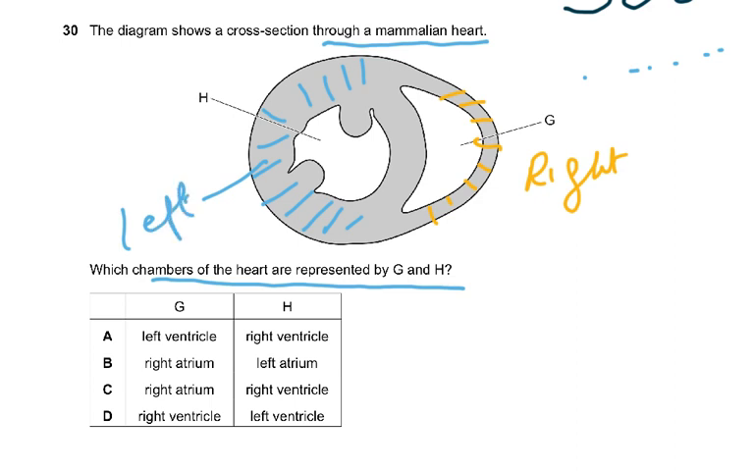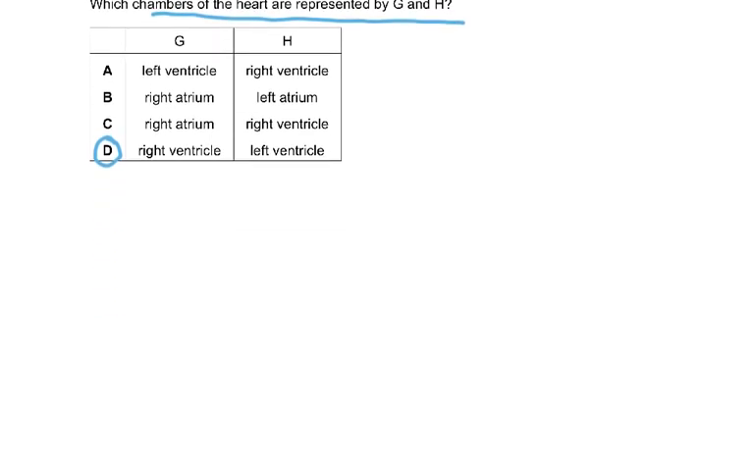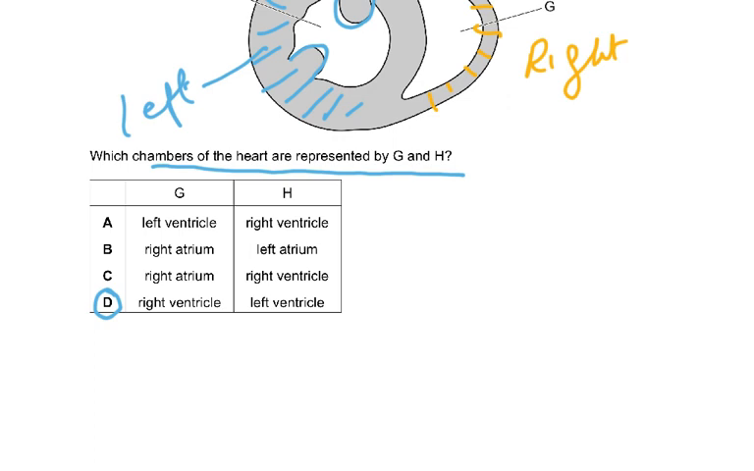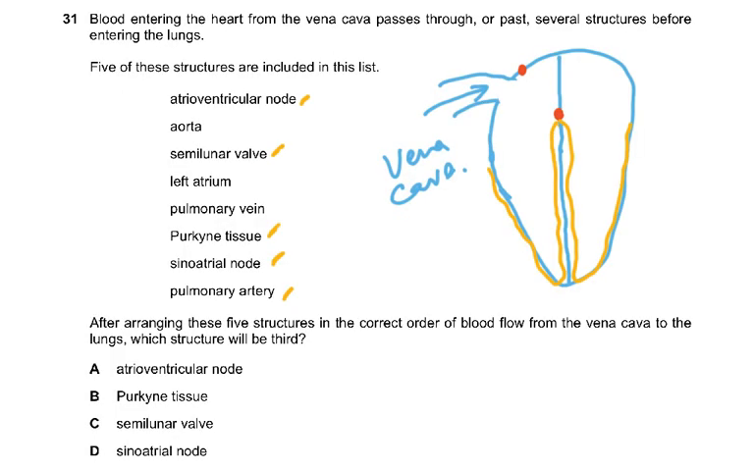Now it says which chambers of the heart are represented by G and H. So this had to be D, this would be the right ventricle and this would be the left ventricle, and these two things look like the bicuspid valve on the left side. So this is how you have to figure it out. Then coming on to question number 31. Very interesting question.